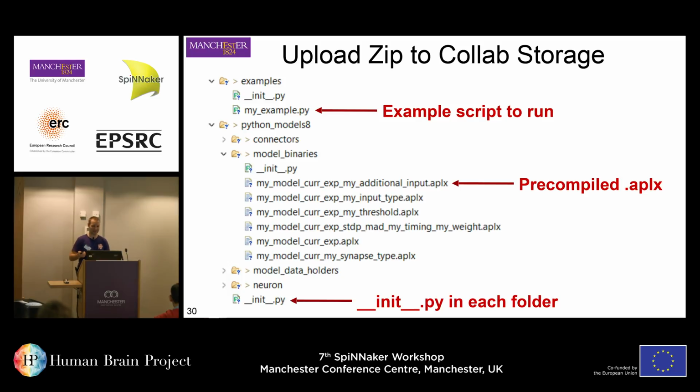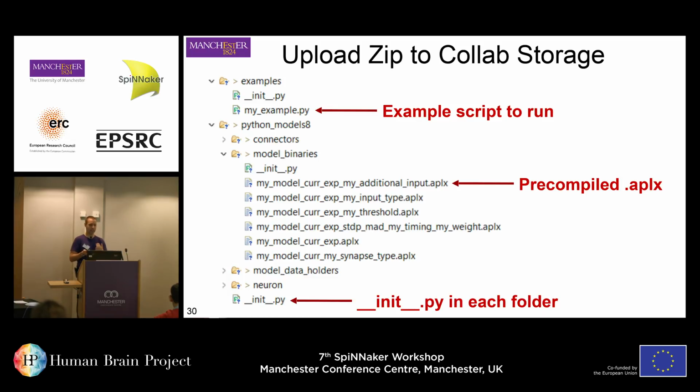So the other thing you can do is upload a zip file into the Collab storage, to give you more examples. This might work, for example, with new models, which will be covered later on. If you have your own pre-compiled binary files, you can include them in a big zip archive. You can include lots of examples with lots of underscore inits, so each of these folders has inits in it so that it can all link together. You'll see an example of this on Thursday when we're covering the new models.